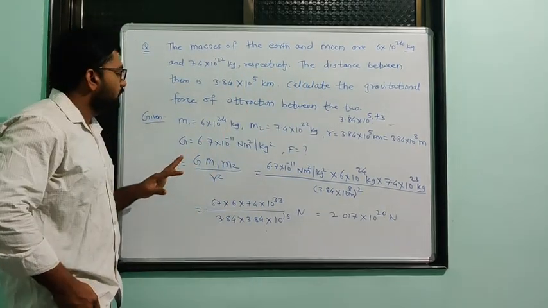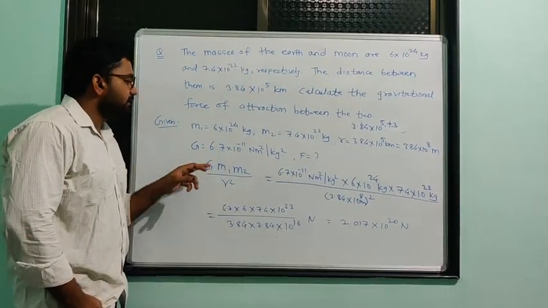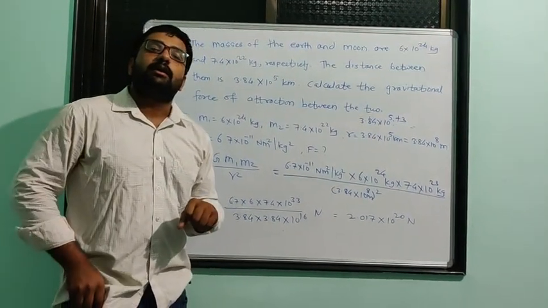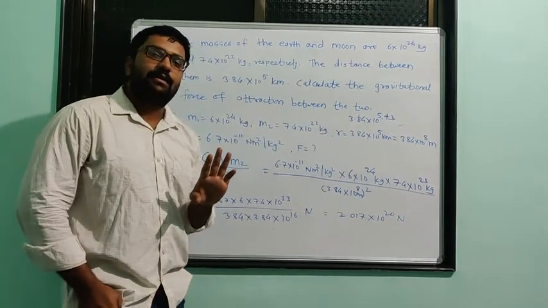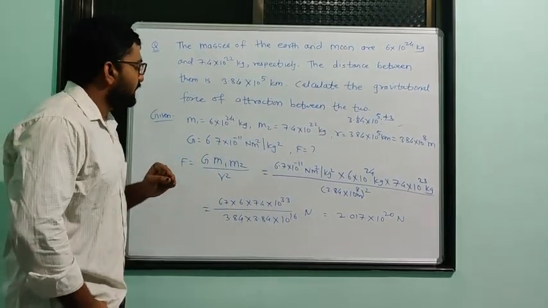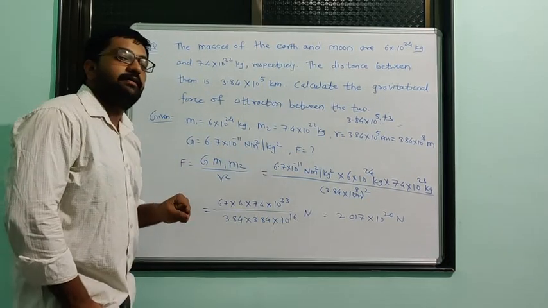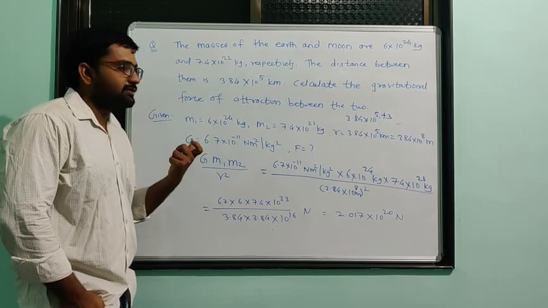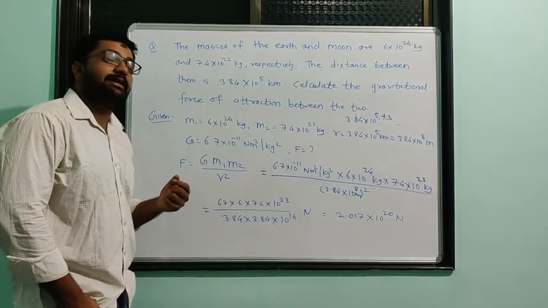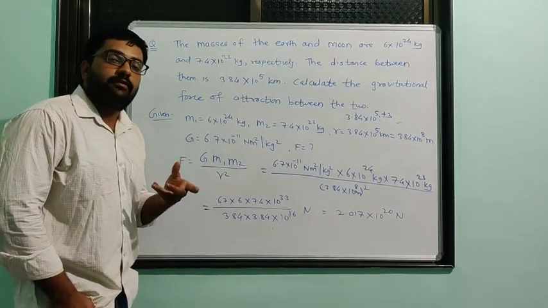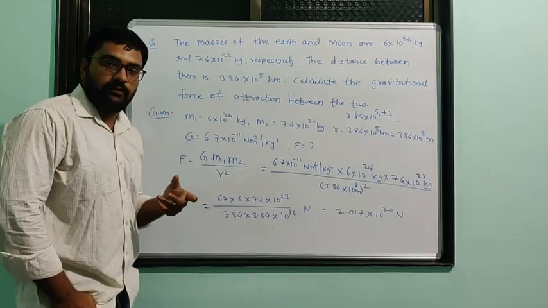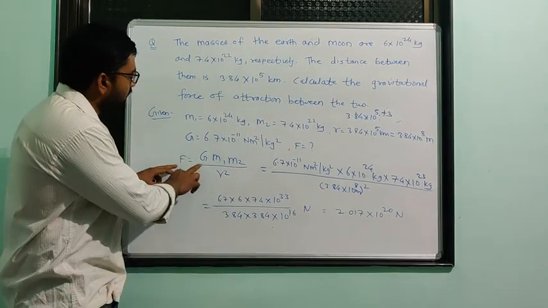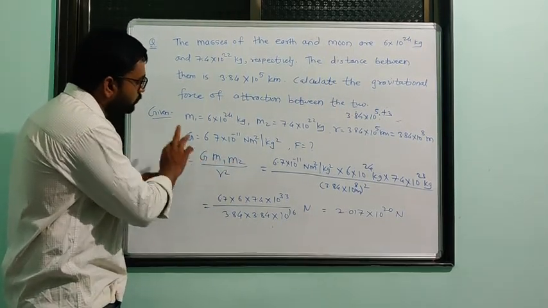Then gravitational constant, that will be 6.7 into 10 raised to minus 11 Newton meter square per kilogram square. That is the standard constant value. Then we have to calculate the gravitational force between them, because two are massive bodies, so force always exists between them. How much that force is, that will be in Newton. Force unit is what? Newton. That force we have to calculate, if we know m1, m2, r and G.